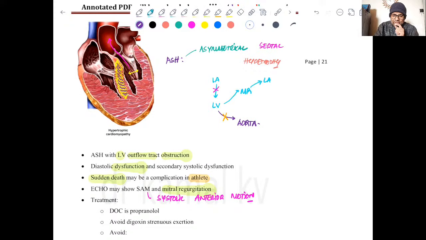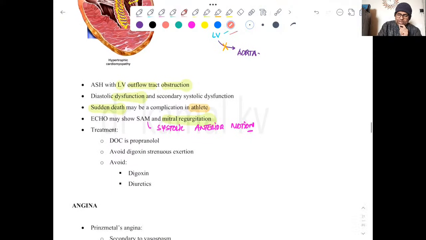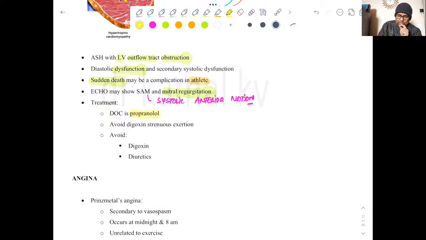So this way you can say that even though the systole is pushing the blood into the aorta, some part is going back into the left atrium. So this is diastolic plus systolic dysfunction, clear? Now treatment, you can give propranolol. But what I want to tell you from the exam point of view is what is not to be given. So remember 2Ds: digoxin, diuretics. Never give these drugs, and of course tell the patient to avoid strenuous activity. Clear? So in short, about HOCM.